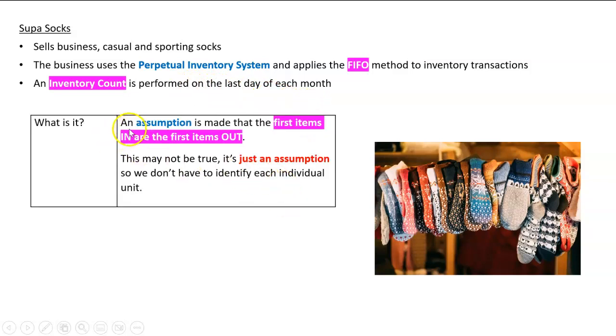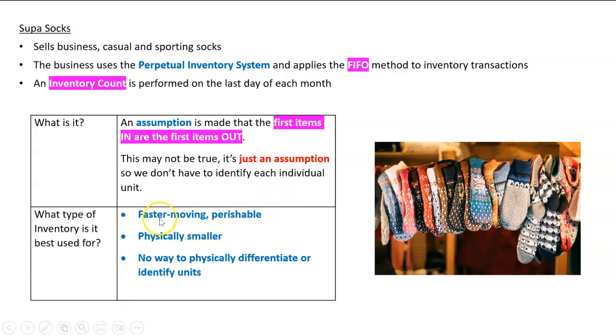Well, first of all, remember it's just an assumption. It's probably unlikely to be right anyway. We just say it's an assumption that the first items in are the first items out. This may not be true, it's just an assumption. And why do we do it? Because it saves us a ton of time and effort and money having to identify each actual unit, which we do with the identified cost method.